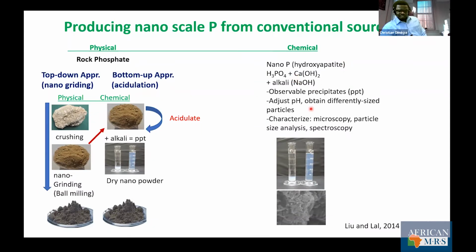In this case, this is the same process as the one I showed before, but with no urea added. You have your phosphoric acid, you add calcium hydroxide, you add your alkali, you get precipitate like these ones. You do all your characterization, you adjust the pH, and you can get different sizes based on adjusting the pH. I will show you some graphs later. You characterize microscopy, particle size, spectroscopy. You have your product, and it looks like this in the image.